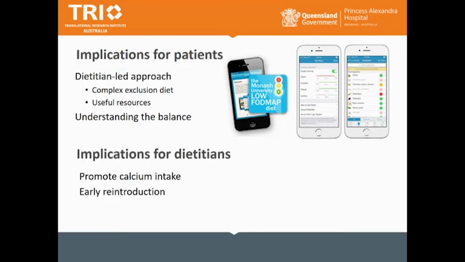And I think the implications for dietitians here are that we need to really focus on calcium intake, making sure that patients, particularly in the longer term, are achieving their calcium requirements. And also that the reintroduction process is started really early so that patients can start to really test out their tolerance and ensure that they're getting enough of these prebiotic carbohydrates right from the start.